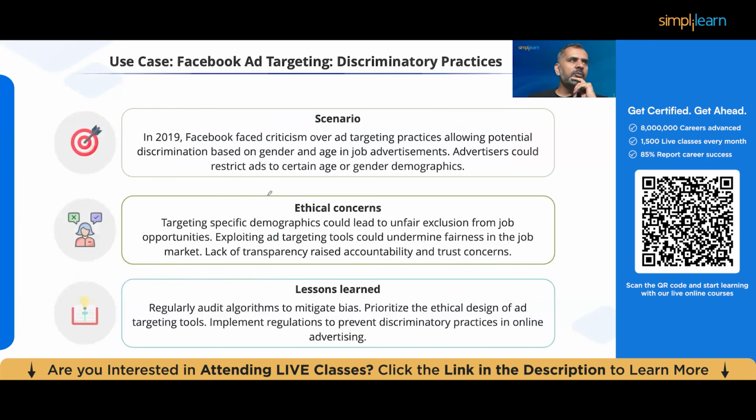So let us talk about one of the use cases, and that use case is related to one of the features of Facebook, which is targeting advertisement. Now here, if we consider one use case of discriminatory practices, that means Facebook is showing a particular ad to a particular community. This is what we call discriminatory practices.